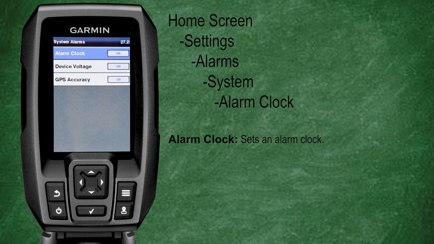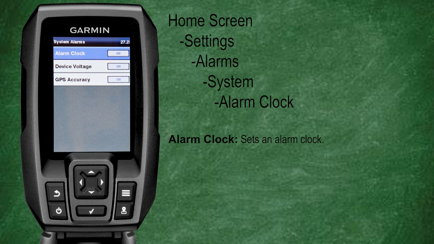Here we can select our recording intervals, basically how often the fish finder saves a point to build our tracks. Let's select interval. Here you can select our recording interval to be based off of distance, time, or resolution. Distance will record your track based on selected distance. Time will record your track based on a select time. And the resolution will record your track based on a variance setting.